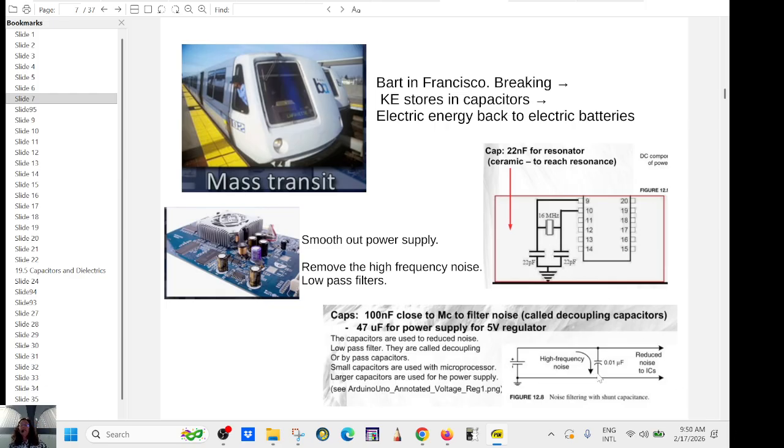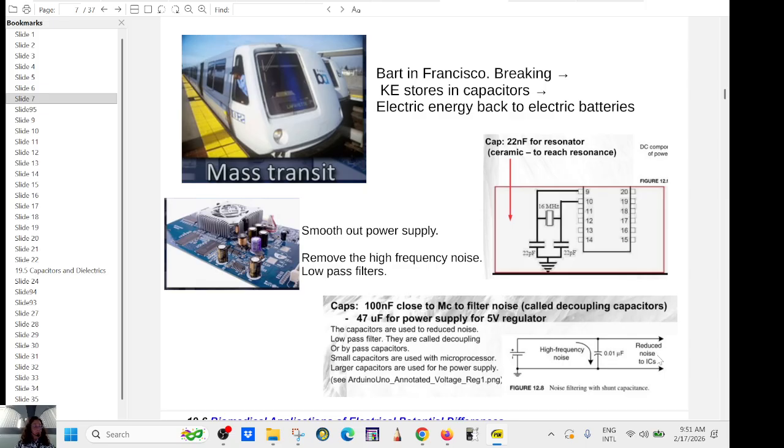And then you use a capacitor to filter noise. If you have high frequency noise and you don't want that noise, you're going to dump that noise into the capacitor, and you have a good signal. So in a microcontroller, you also use a capacitor with the power supply to get rid of the high frequency noise. So you use a capacitor as a filter. You can use it as a high frequency filter or low frequency filter. So it has many applications.